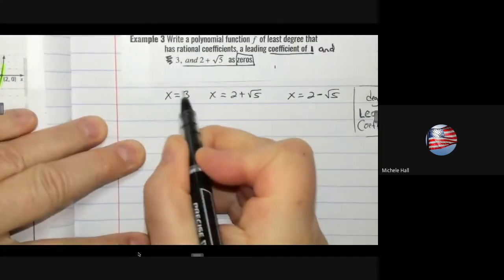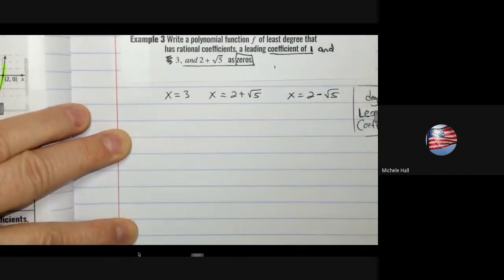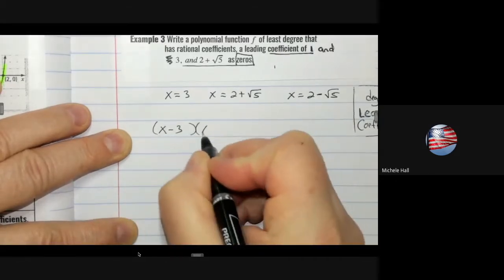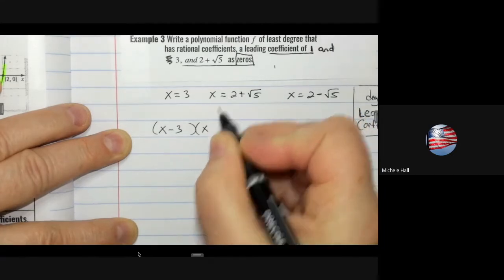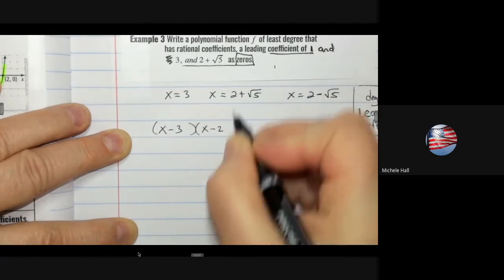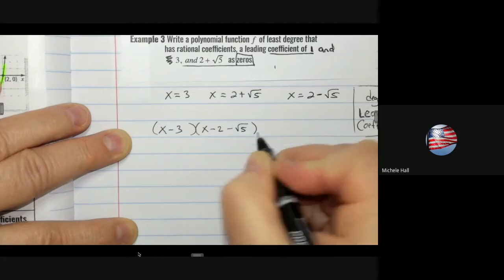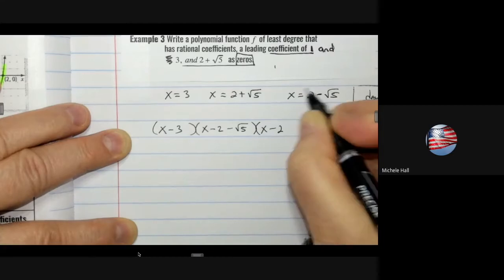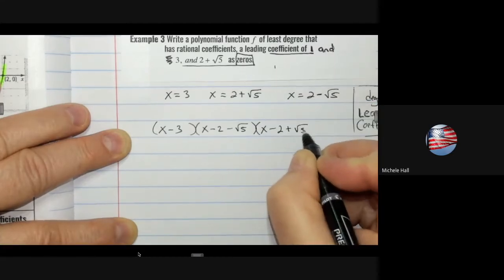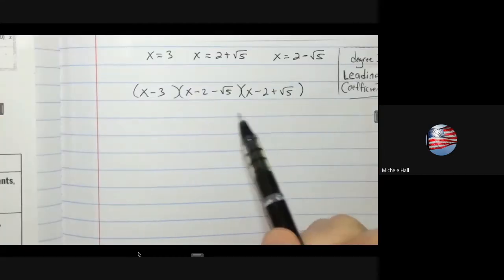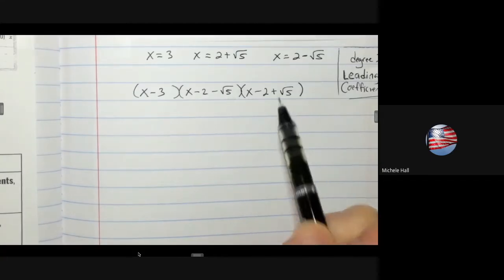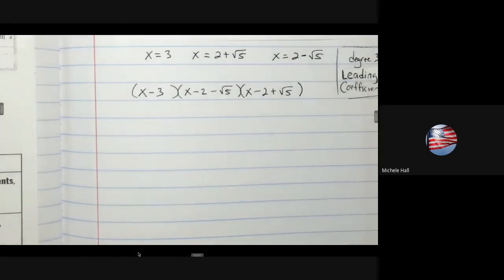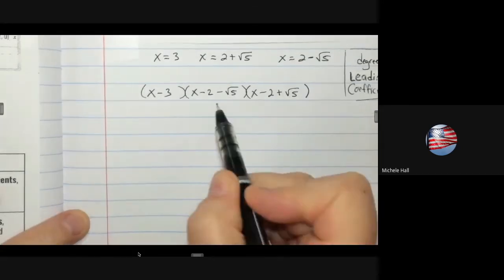I'm going to put the 3 back on the side with the x, so that would be subtracting 3 from both sides, and we get x minus 3 for a factor. We get x minus 2 minus the square root of 5. On the next one, we have x minus 2 plus the square root of 5. You will always multiply your square roots or your imaginary numbers first before you try to combine them with other numbers. So we're going to start here by multiplying these together.